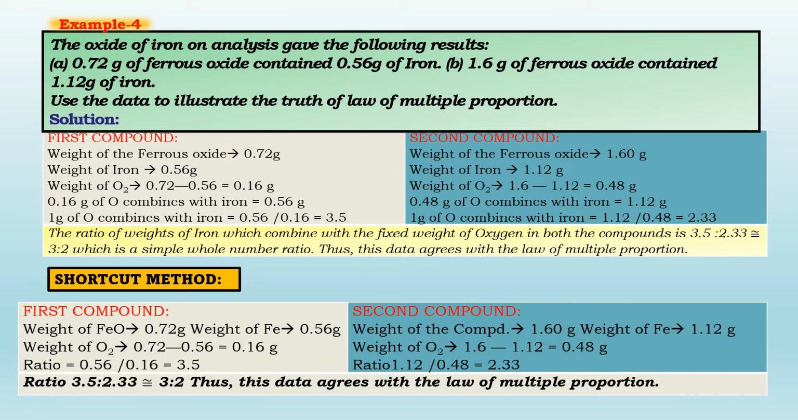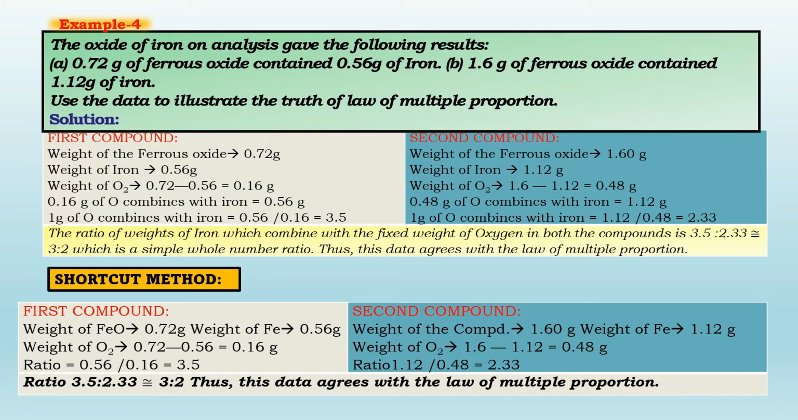Solution. First compound, weight of ferrous oxide is equal to 0.72 gram. Weight of iron is equal to 0.56 gram. Weight of oxygen is equal to 0.72 minus 0.56 is equal to 0.16 gram. 0.16 gram of oxygen combines with iron is equal to 0.56 gram. So 1 gram of oxygen combines with iron is equal to 0.56 divided by 0.16 is equal to 3.5.